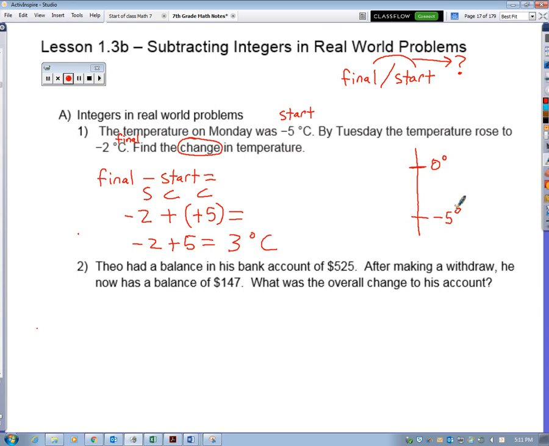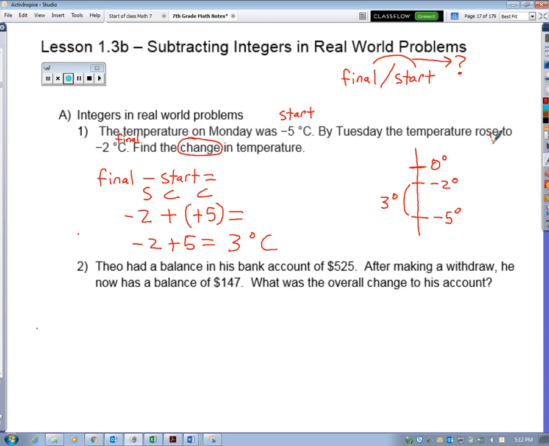Okay, and the temperature went up to negative 2 degrees. Alright, so if you look at this, if you started at 5 and you go up to negative 2, well, you have to go 3 degrees warmer to get that temperature. Alright, so you can always draw a picture to kind of help you out. Sometimes that'll save your life on a word problem.